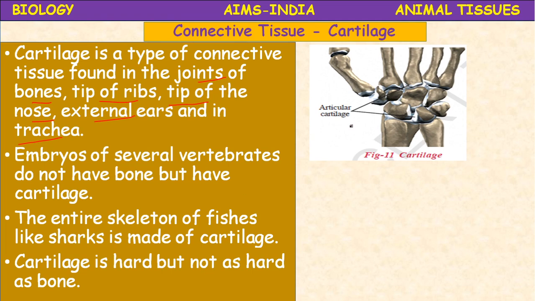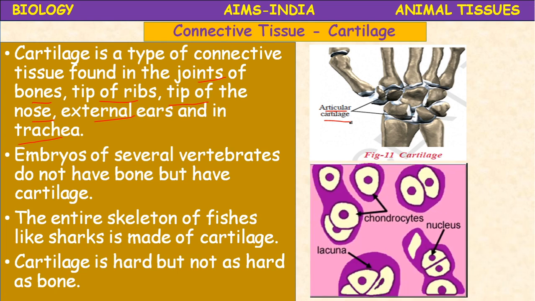See, articular cartilage is present between the joints. Where two bones unite, there the cartilage is present. The cartilage is made up of a special type of cells called chondrocytes. These are the lacunae, the spaces, which contain a nucleus. These chondrocytes will help in the formation of cartilage.